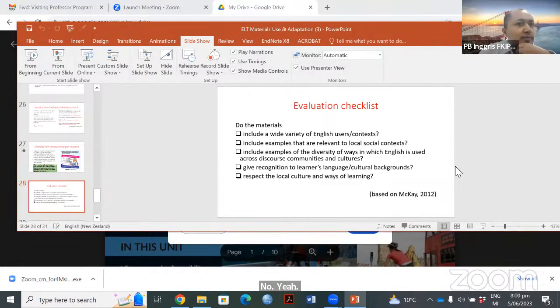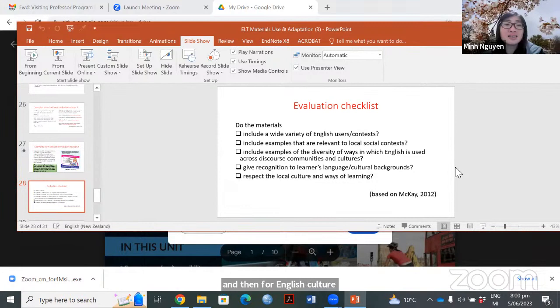Usually we use three types of culture that we have to put inside the material here. It's from the local culture, and then English culture and also international culture. Those three cultures should be included in the material that we develop for the students in junior high school or senior high school.